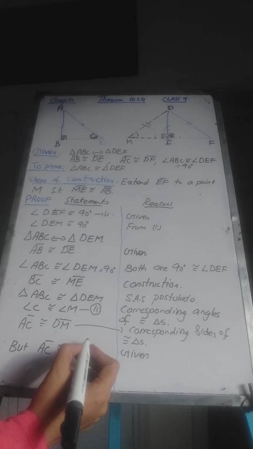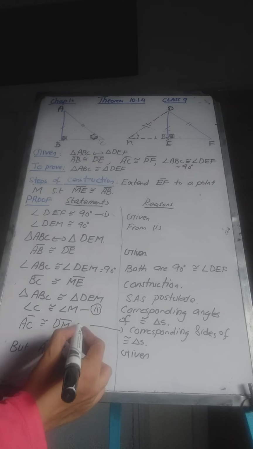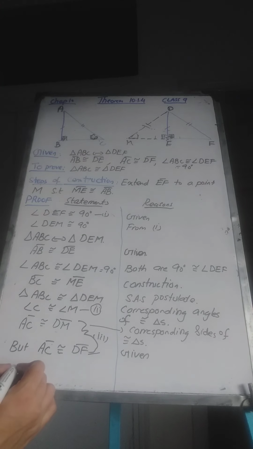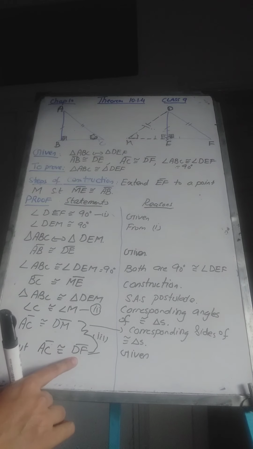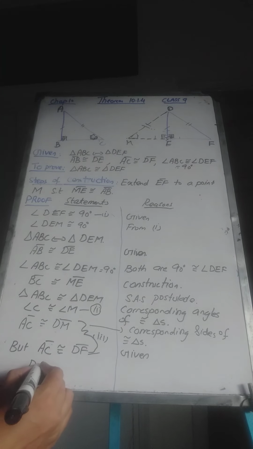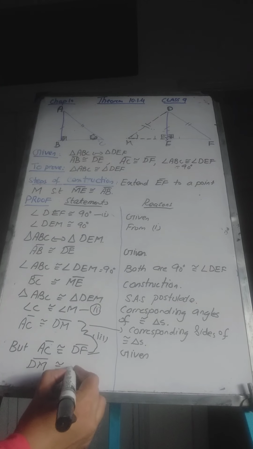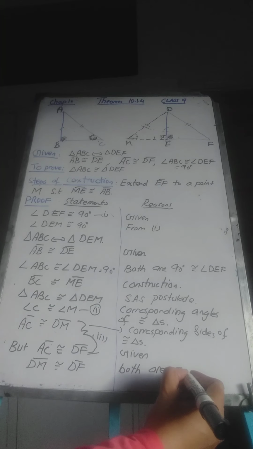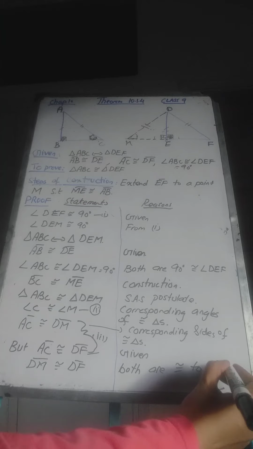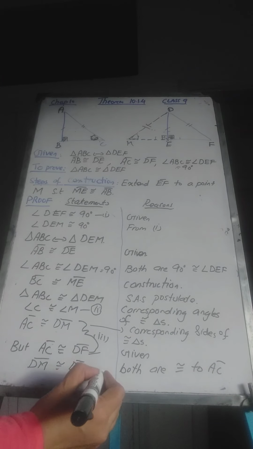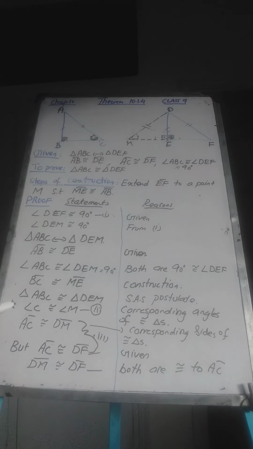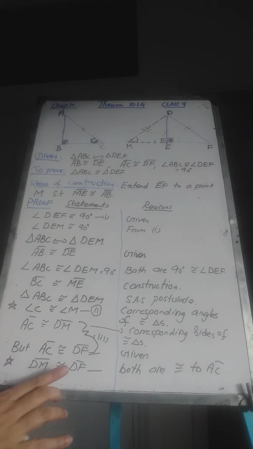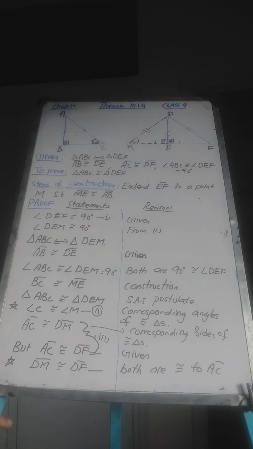Let me mark these two equations as 3. So this means that AC is congruent to DM, AC is also congruent to DF. It means they must be congruent to one another. DM is congruent to DF. The reason is both are congruent to AC. So till now we have obtained two main results which we are going to use. The first one is angle C congruent to angle M, and the second is DM is congruent to DF. With the help of this we are going to prove one other angle.